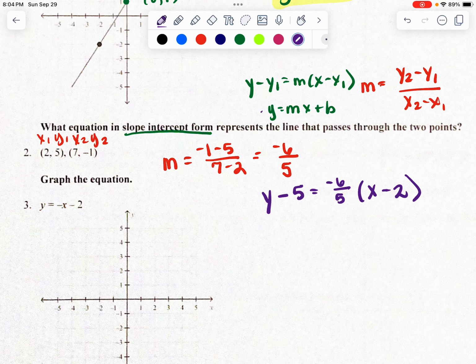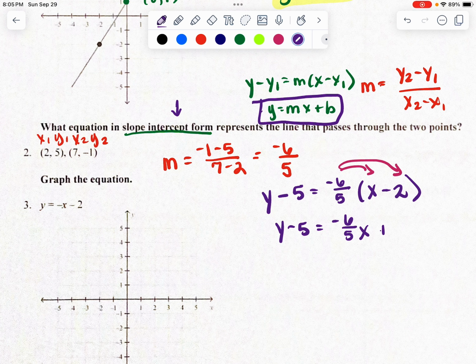Since I want it to be in slope-intercept form, because that's what it asks for, make sure and read your directions, I am going to have to use the distributive property. So using the distributive property, I get y minus 5 equals negative 6 fifths x plus 12 fifths. And then I need to add 5 to both sides to isolate the y. So I get y equals negative 6 fifths x, don't forget that negative.